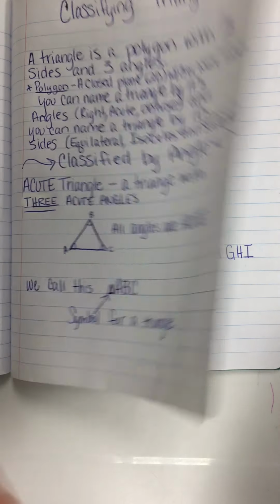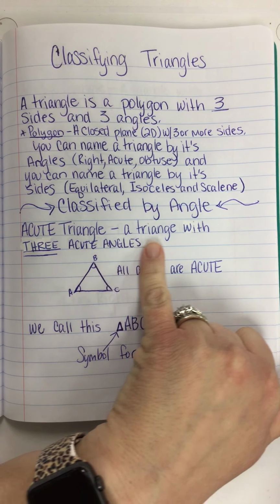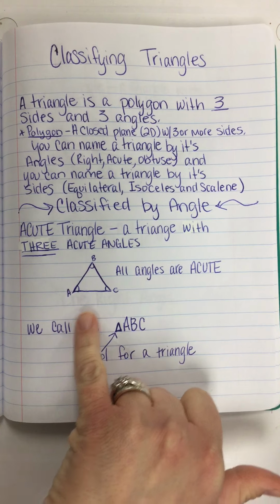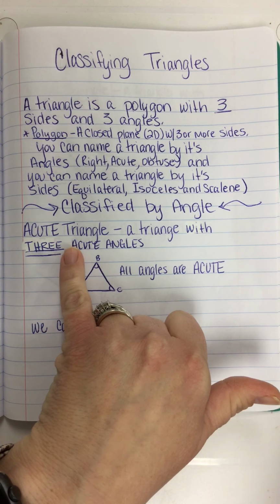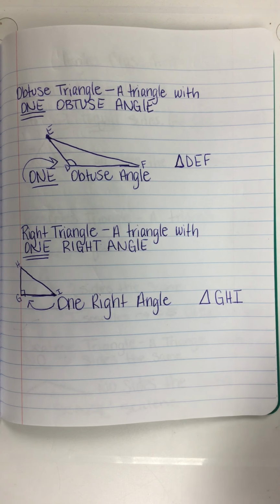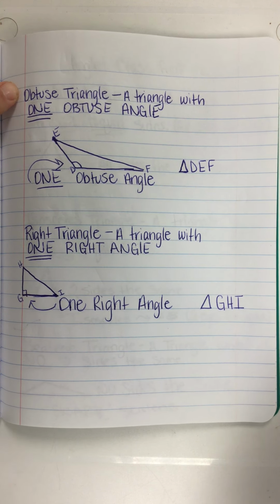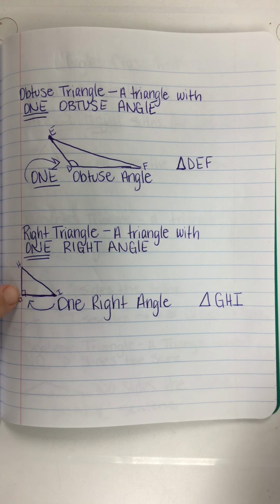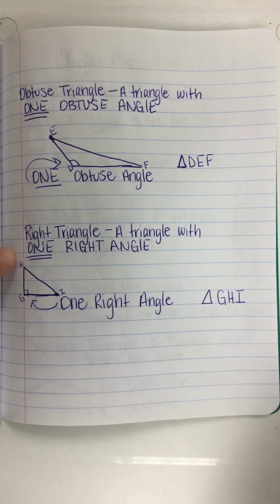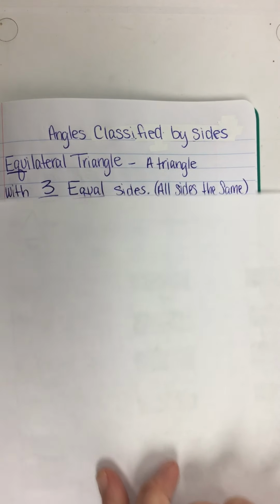So let's look again. A triangle with 3 acute angles is an acute triangle. A triangle with 1 obtuse angle is an obtuse triangle. A triangle with 1 right angle is a right triangle. Simple enough. So let's look at what the 5th grade TEKs would say.